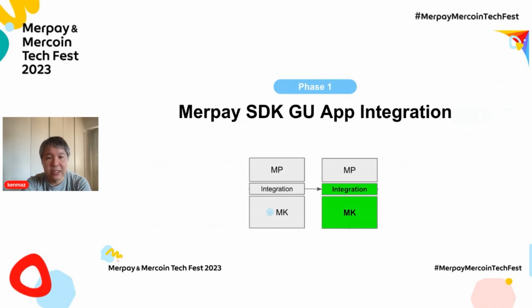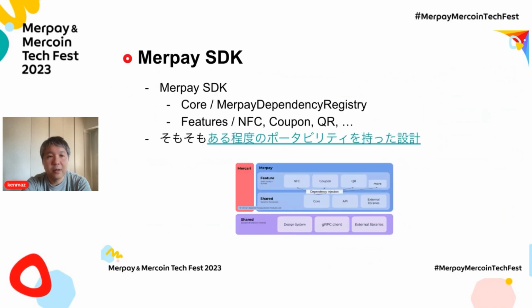The first is phase 1, Merpay SDK GU app integration. The Merpay SDK, as the name implies, was developed as an SDK and designed to be loosely coupled with Mercari. And there are several reasons for this. One reason is that Mercari's functionality is handled by Mercari Corp, and the Merpay's payment and settlement function handled by Merpay side, and each company was responsible for their own development with separate repositories, as a structure of SDK is described here.